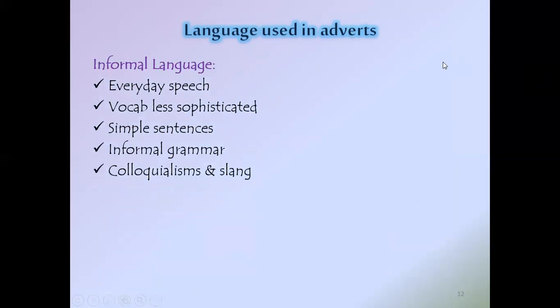So what language is used in adverts? We look at informal language, everyday speech, vocab that is less sophisticated, simple sentences, informal grammar, colloquialisms, and slang. Remember, you want to attract your product and make it associated with the target market.